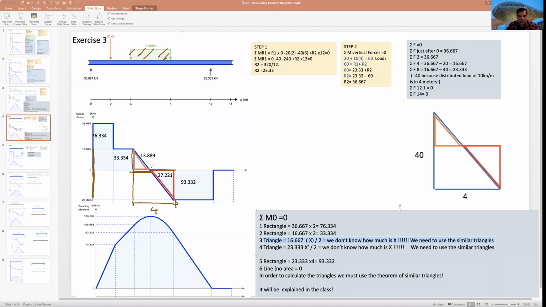But we don't know how much each one of the triangles is. And to do that, we have a theorem called the theorem of similar triangles. If you forgot this, look on the internet for what that means. And that means the following.